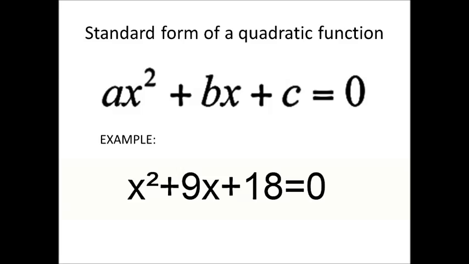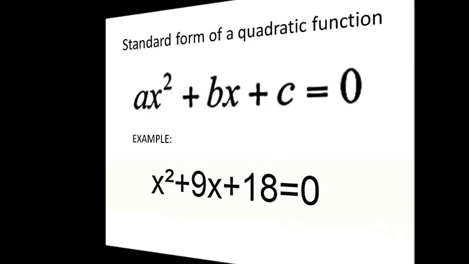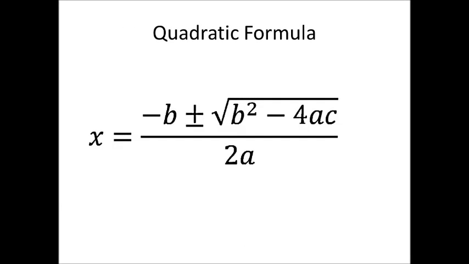So the example below I'm showing you is just so you get to know what it will look like in numbers. So it's x squared plus 9x plus 18 equals 0. Every quadratic function has to be equal to 0. Okay, so now I'm gonna be showing you how the quadratic formula looks like.